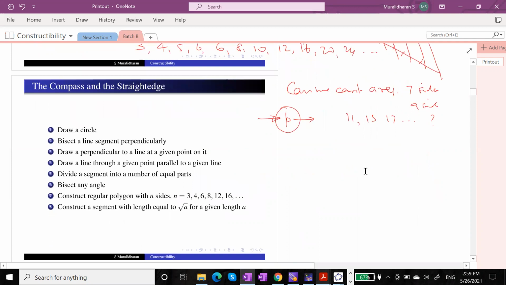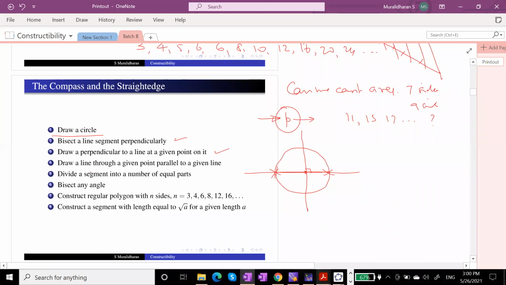Before we proceed, let us look at what are the things we can do with a straight edge and compass. So we can draw a circle, of course. We can bisect a line perpendicularly, that's possible. We can also draw a perpendicular to a line at a given point. Suppose I have a line and a point. First of all, I can just draw a circle and then take these 2 points and then perpendicularly bisect this segment. And that will give me a perpendicular at this point. Okay, so this is possible.